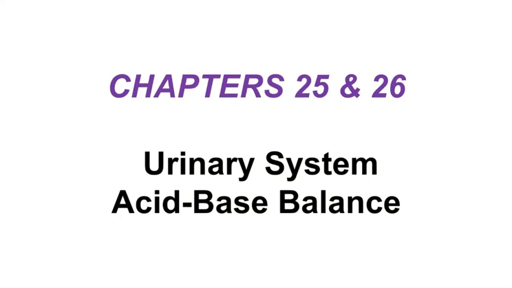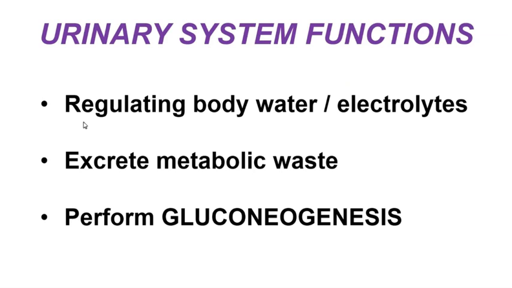In this module, we will cover Chapter 25 and 26. Chapter 25 discusses the anatomy and physiology of the urinary system, and Chapter 26 discusses a little bit more of the physiology of electrolyte and acid-base balance. So let's begin by discussing the functions of the urinary system.